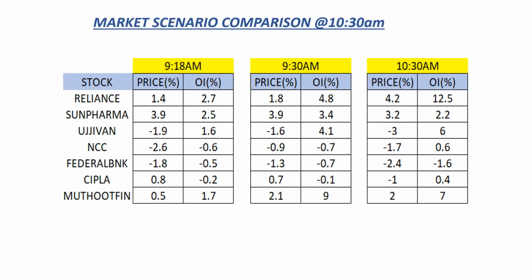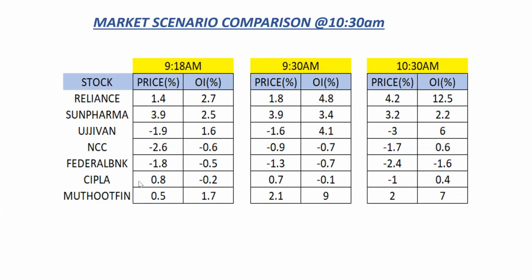NCC, let's see how it performed. NCC, negative, long unwinding. Here we see some recovery. Again it went down. Federal Bank saw some recovery, but then went down 2.4%. Intraday I would have booked my profit, because Federal Bank also has a huge lot size. So these two were long unwinding. Any risky player who understands these two stages would have made minimum profits and come out.